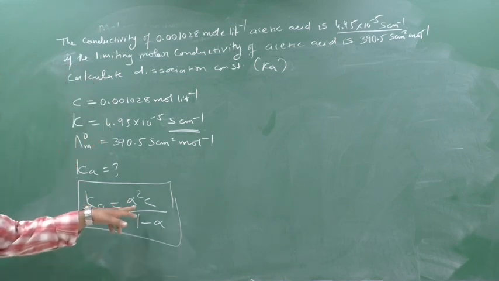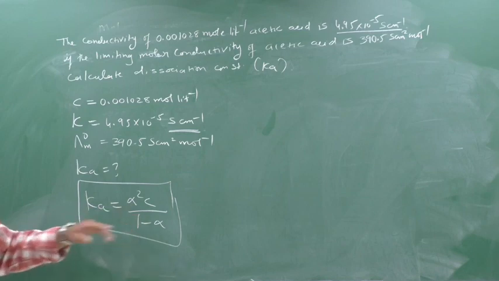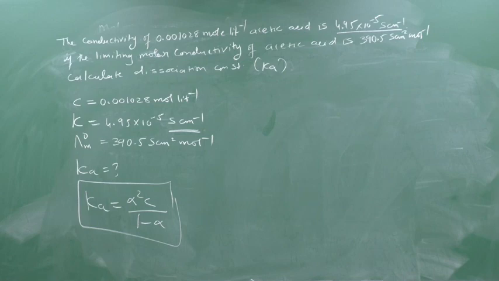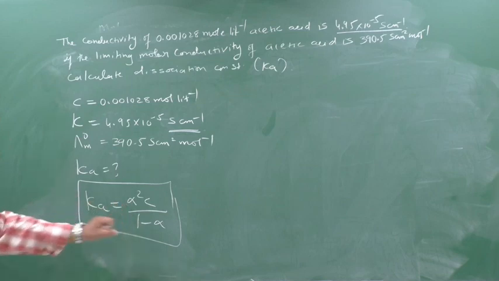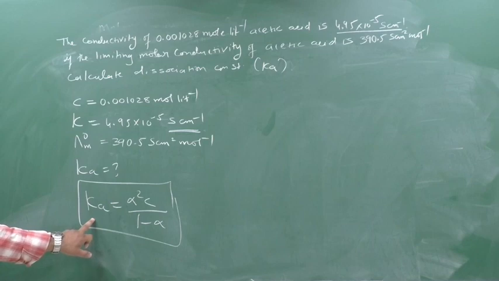Ka you can determine either by alpha square C by 1 minus alpha, or you can use the equation which you have just derived, that is lambda m square C divided by lambda m naught into bracket lambda m naught minus lambda m. Better you use this equation. Clear now? Where alpha is what? Degree of dissociation. So I will use this equation to determine Ka.